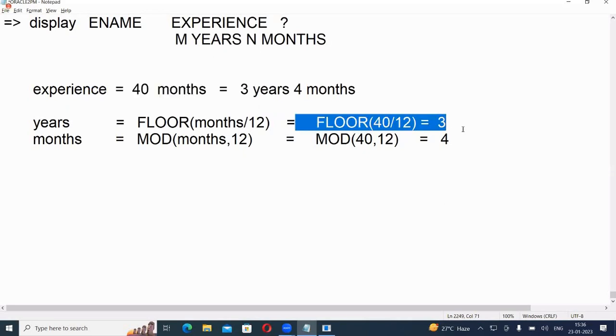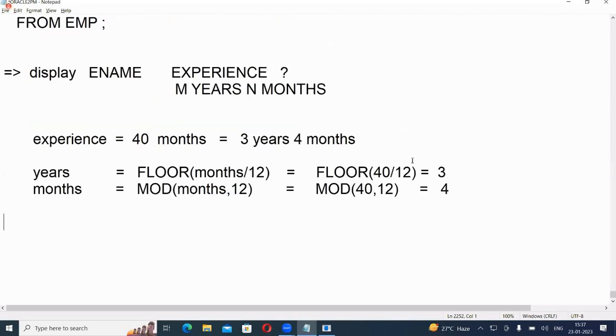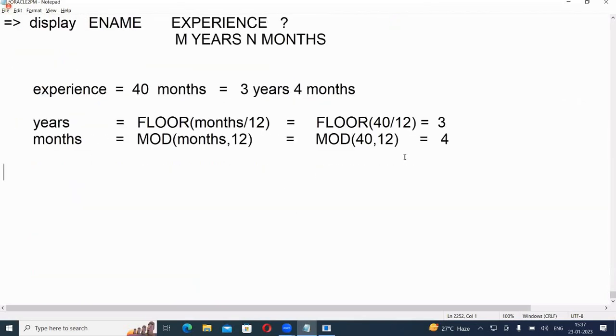Divide that months with 12, then you'll get years. Take the remainder, then you'll get the remaining months. So that's all. This is months between. In date functions, two more are there. We'll see that in the next class.